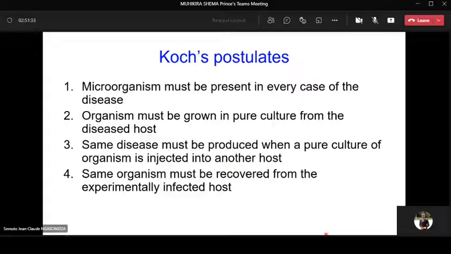The same disease must be produced when a pure culture of the organism is injected into another host. If you use the same culture, the same organism, you should produce the same features of the disease. And the same organism must be recovered from the experimentally infected host.